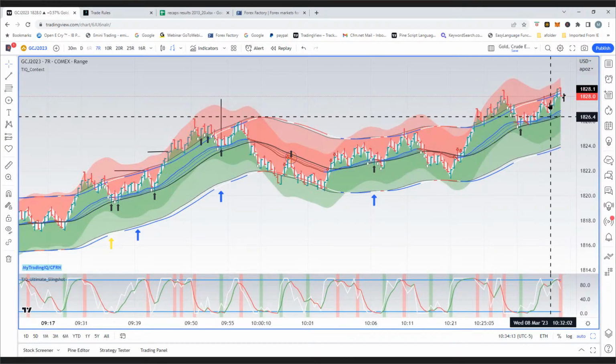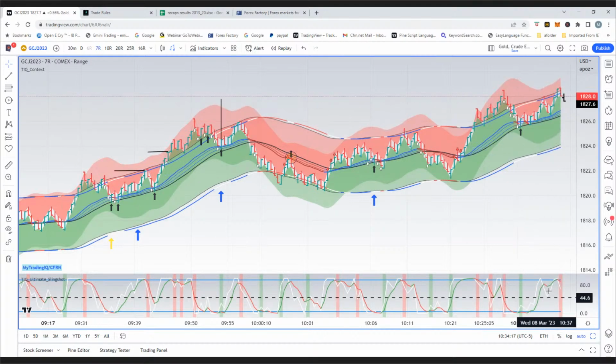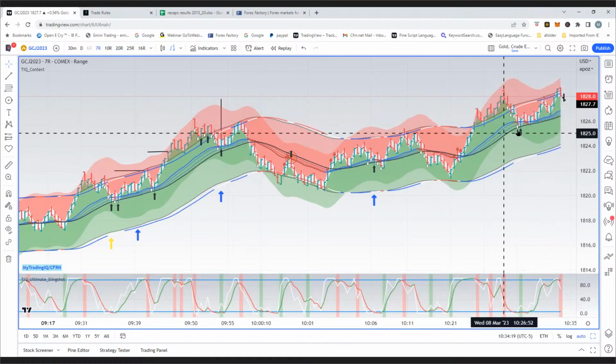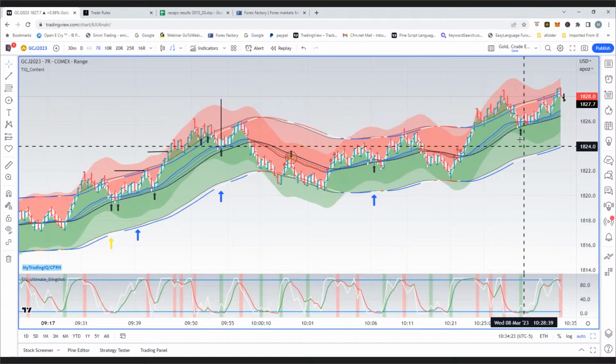It pulls back, hits the ribbon, gives you a close. The black is in the green. The long-term direction is bullish. No using the slingshot on that one. This one right here had all those things, plus you had the slingshot. Okay.